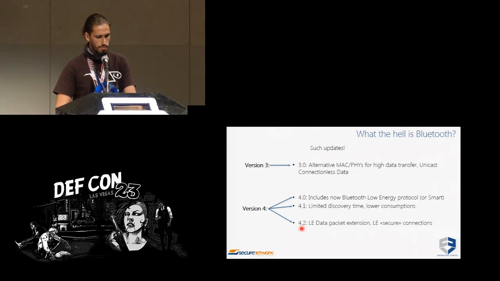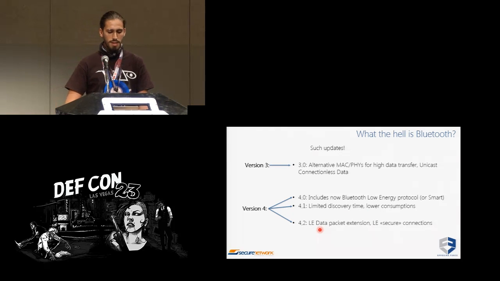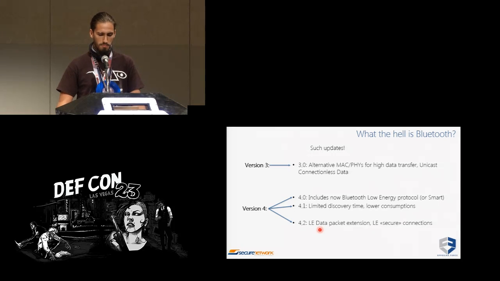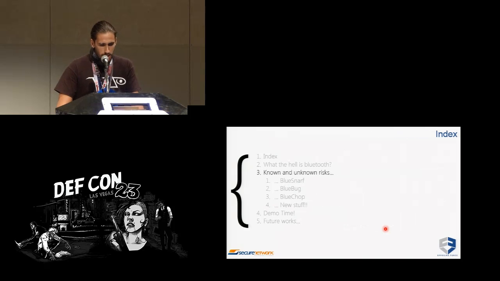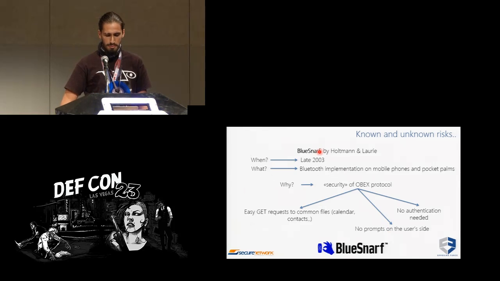From version 4.2, the data packet of Low Energy has been extended from 22 to 27 bytes to be transferred. And we will speak about secure connections of Low Energy. So I will quote some of the past vulnerabilities regarding Bluetooth. And let's start with BlueSnarf.